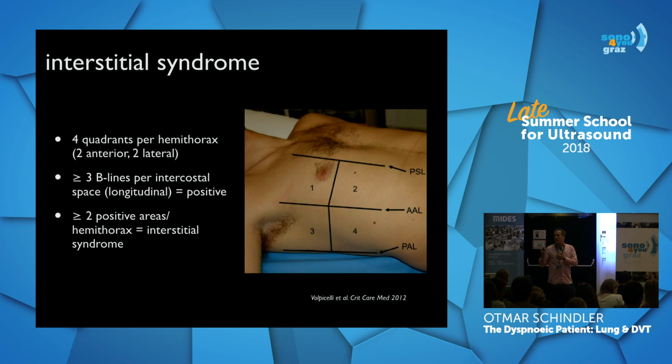Yeah? So if you see B-lines here on the apical and on the frontal region, that means there's really a lot of water inside the lung. So it's more sensitive for severe problems. You scan these 8 regions, and if you have at least 2 regions per hemithorax with at least 3 B-lines per intercostal space, you can say that's interstitial syndrome. So together with the clinical presentation of the patient, that will be pulmonary edema.